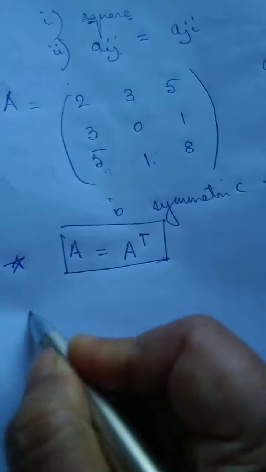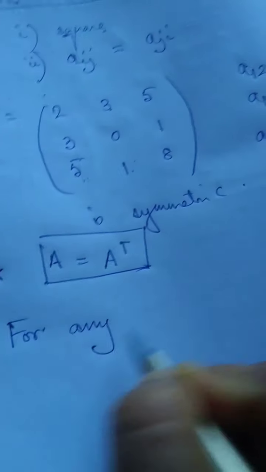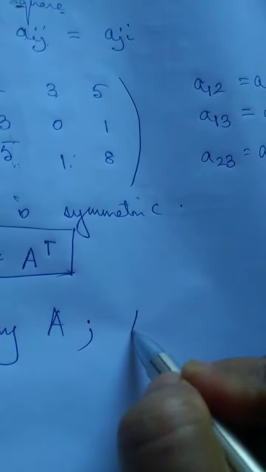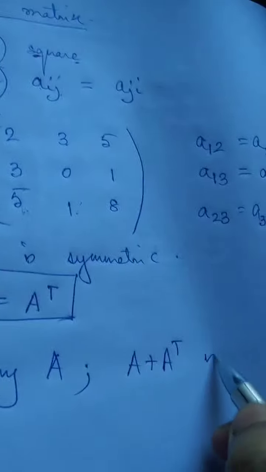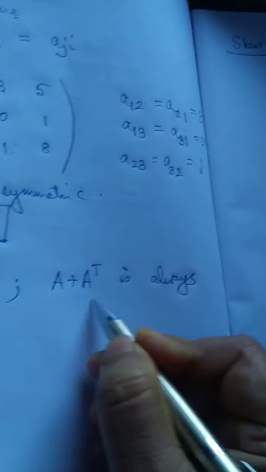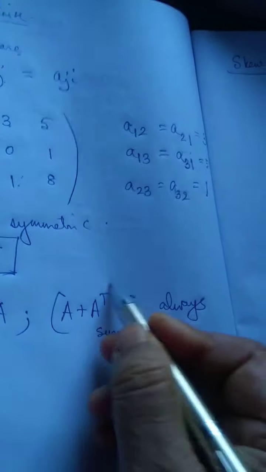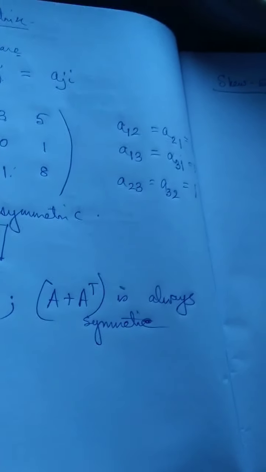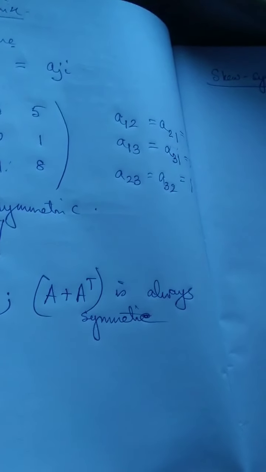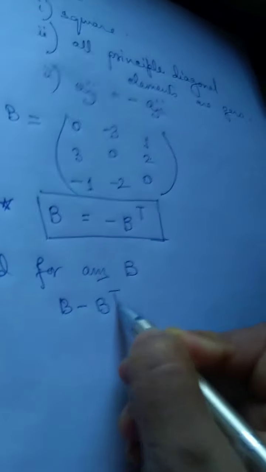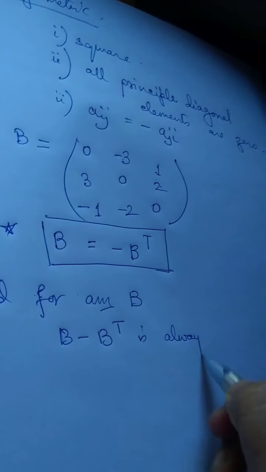Now, for any matrix A, A plus A transposed is always symmetric. So, if you are given a matrix A and you want to get a symmetric matrix, you add A to A transposed, you will get a symmetric matrix. And for any B, B minus B transposed is always skew symmetric.